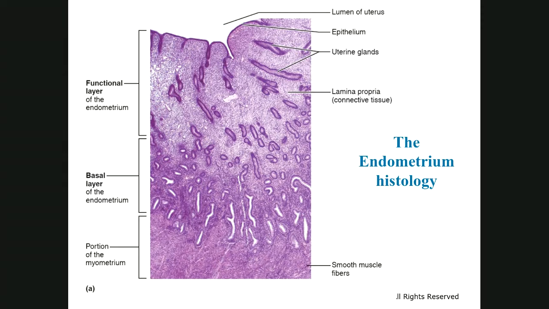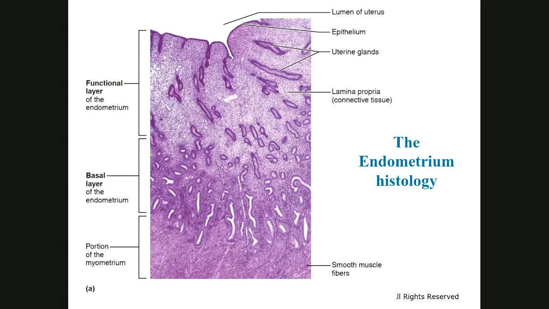So if you look at the histology of the endometrium, we recognize two layers or strata. We have the stratum functionalis, and we have the basal layer, or the stratum basalis. The stratum functionalis is the top of the endometrium, right?